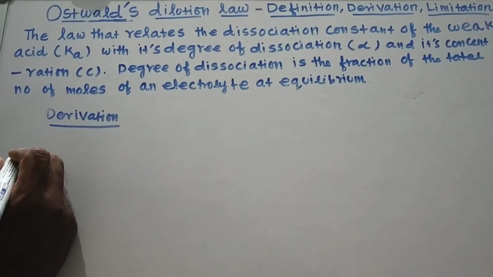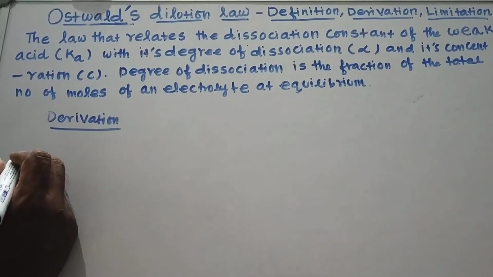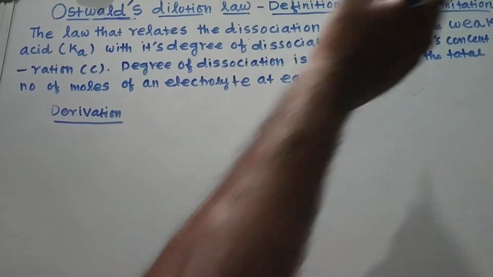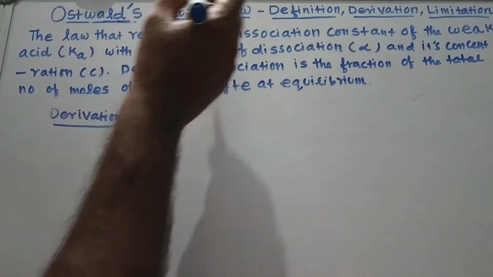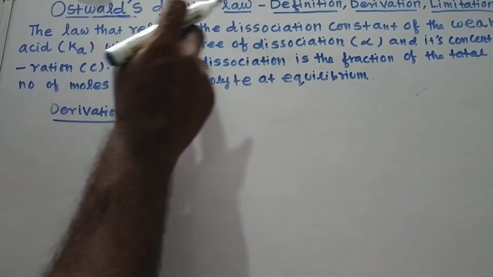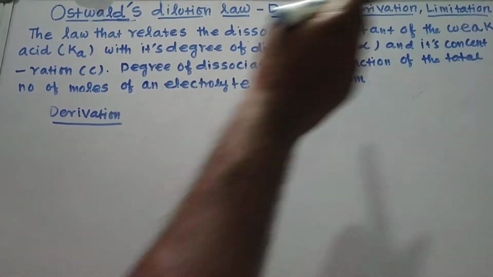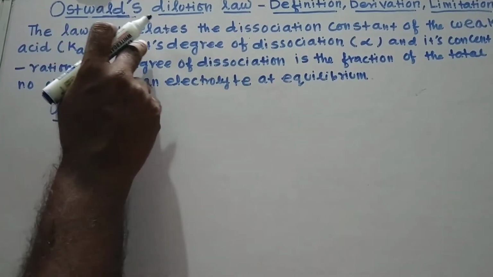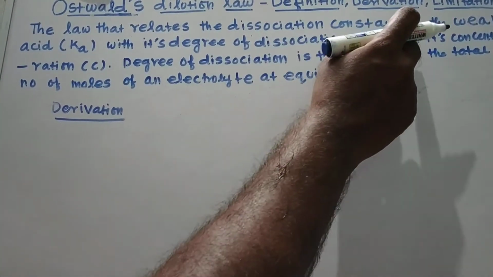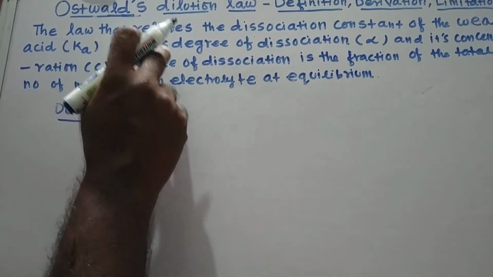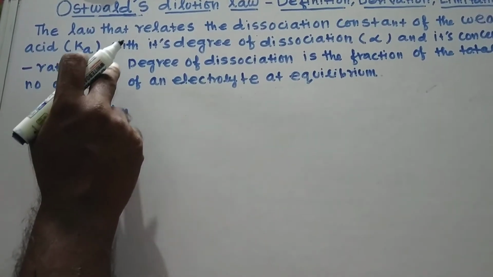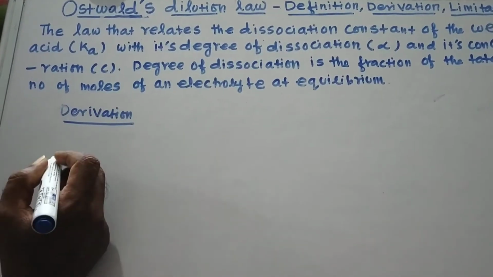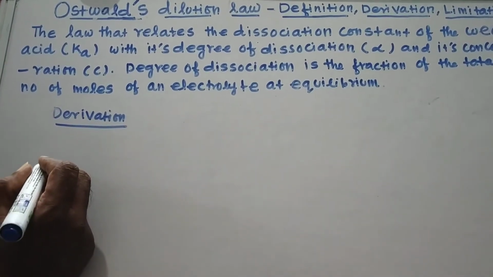Good morning, students. Today we are going to discuss an important topic in chemistry: Ostwald dilution law, definition, derivation, and limitations. First of all, we are going to see the definition of Ostwald's dilution law, the law that relates the dissociation constant of the weak acid Ka with its degree of dissociation alpha and its concentration C. Degree of dissociation is the fraction of the total number of moles of an electrolyte at equilibrium. So now we have to see the derivation of Ostwald dilution law.